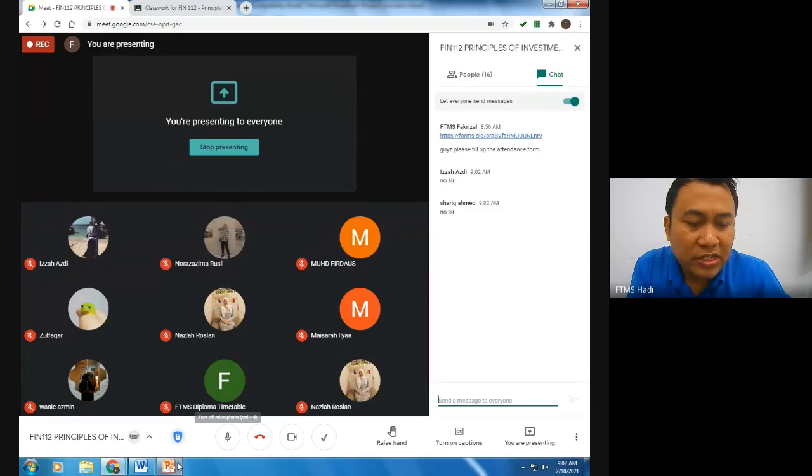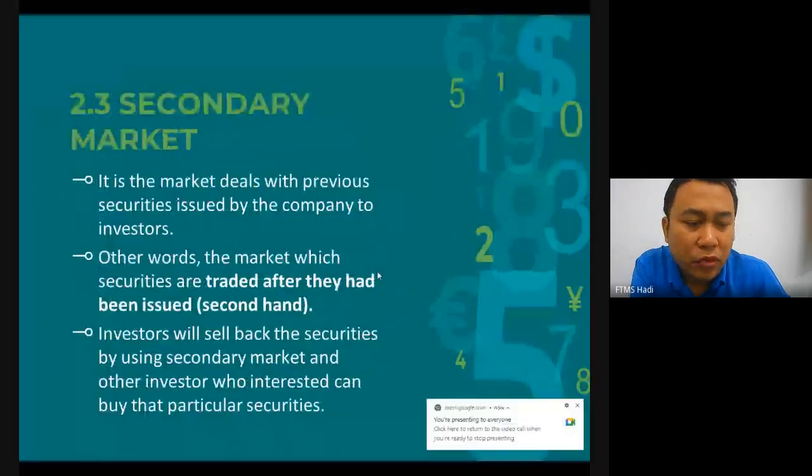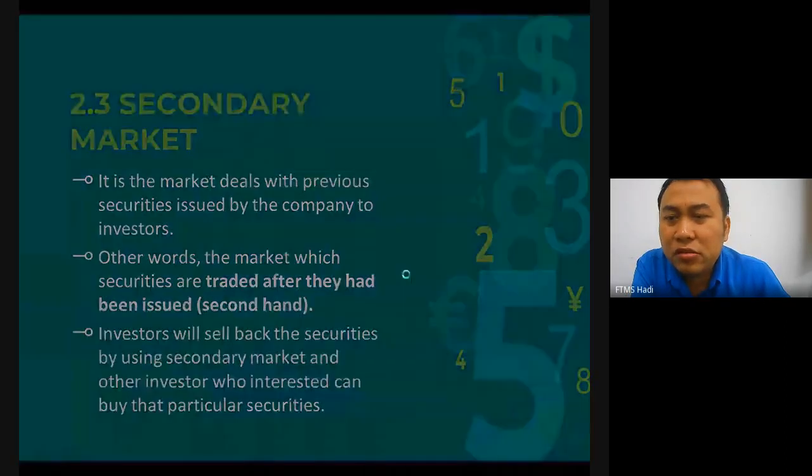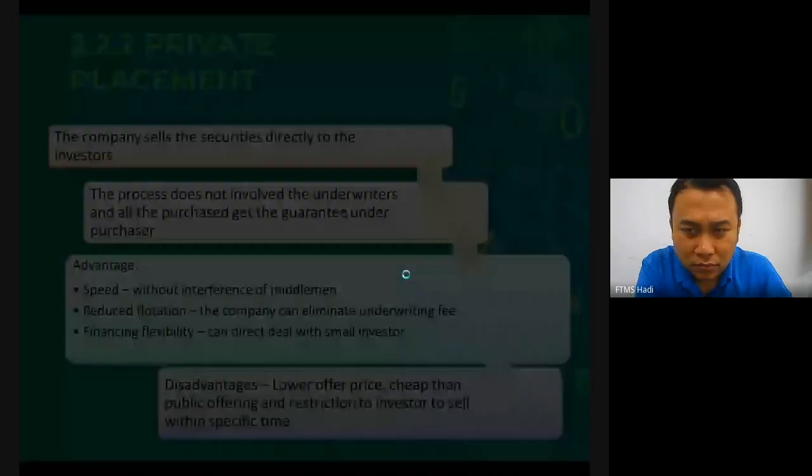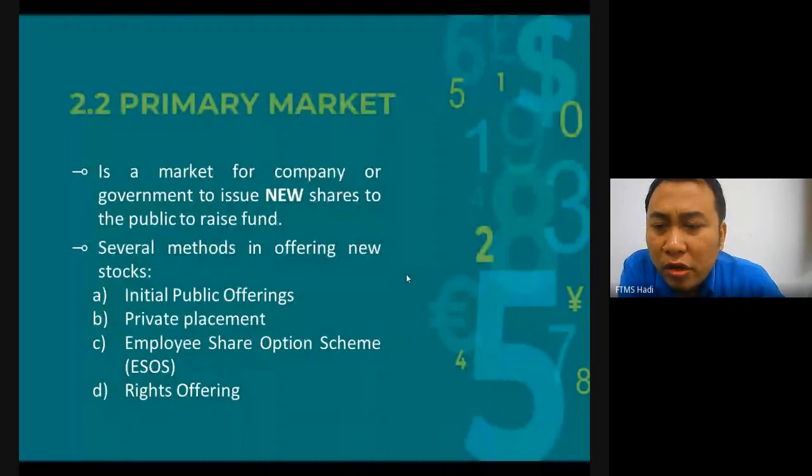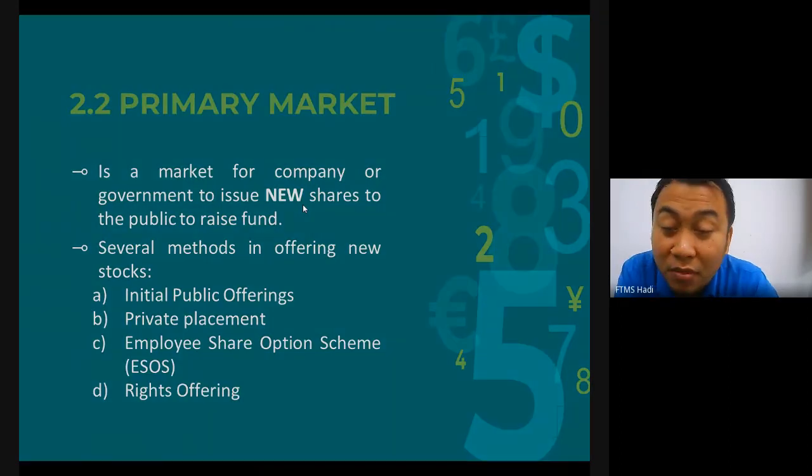Okay, let's move on to the secondary market. Earlier, we talked about the primary market. So going back to this one. Primary market is a place whereby companies and government sell new shares. New shares means shares that have never been sold before, and those who buy these shares from the primary market are considered first-time users. That means first shares, first holder.